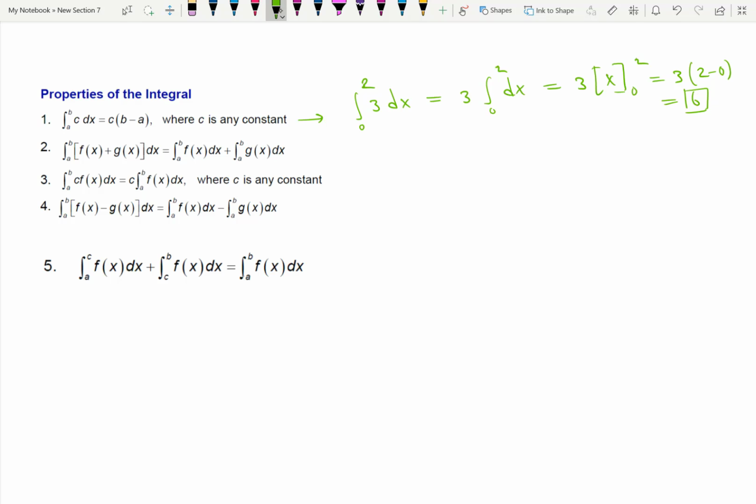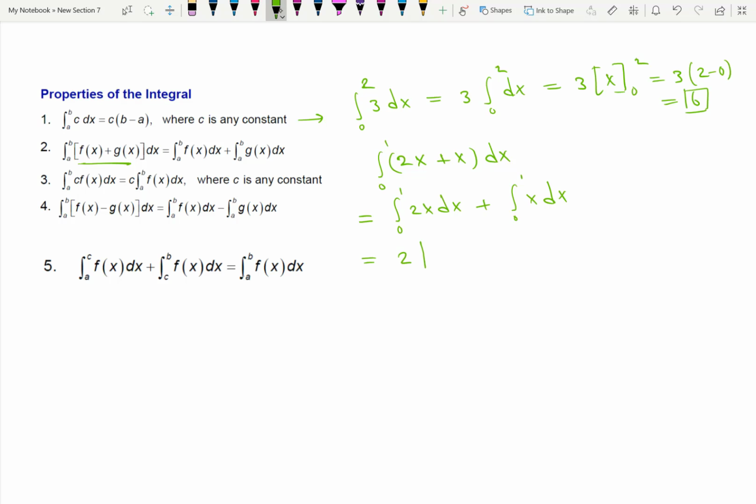Now if you have two functions f of x and g of x, and if you add them, then you can distribute the integral sign. For example, if you have the integral from 0 to 1 of 2x plus x dx. Okay. So if I distribute the integral sign, it becomes the integral from 0 to 1 of 2x dx plus the integral from 0 to 1 of x dx.